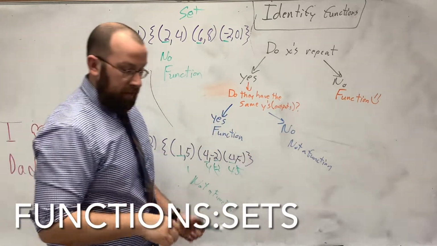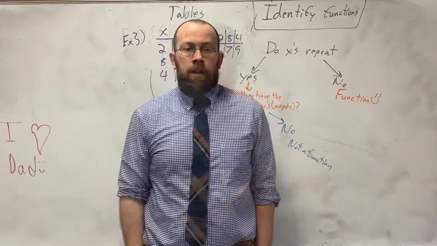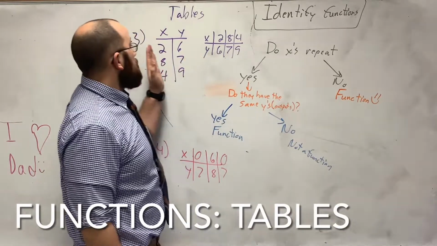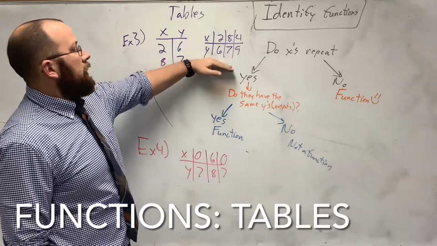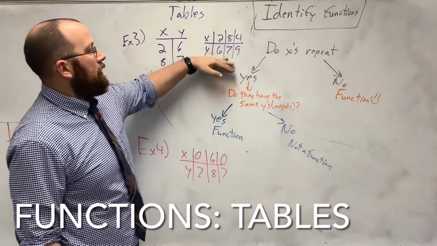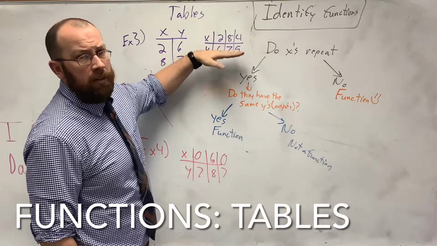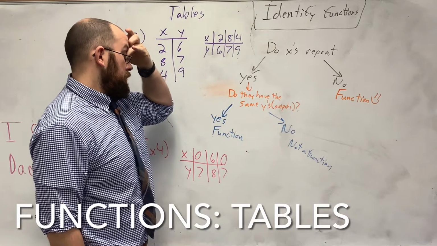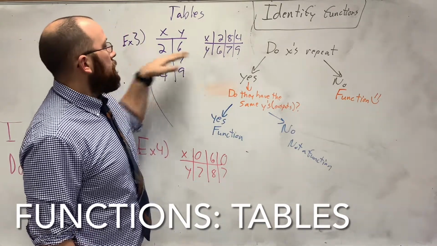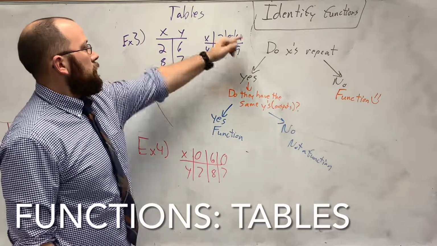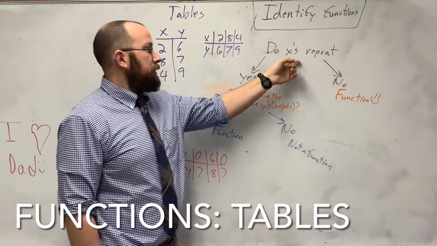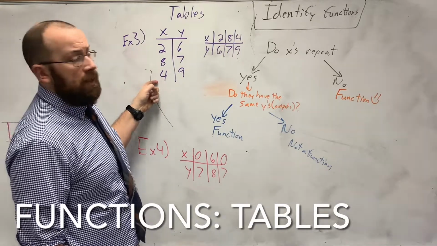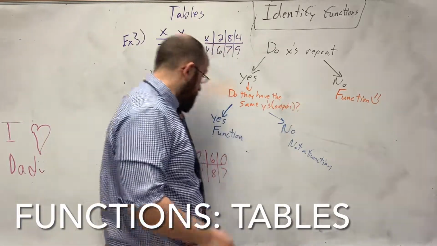That was sets. I'm going to do tables next. All right, now onto the tables. So I showed this one two different ways. This is the same exact thing. The program we use likes to put their tables like this in the more horizontal way, which is fine, but I'm just showing you these are the same things. So 2, 8, 4, 2, 8, 4. The first thing you need to ask yourself is, do the x's repeat? 2, 8, and 4. Are any of those the same? No. This is automatically a function.